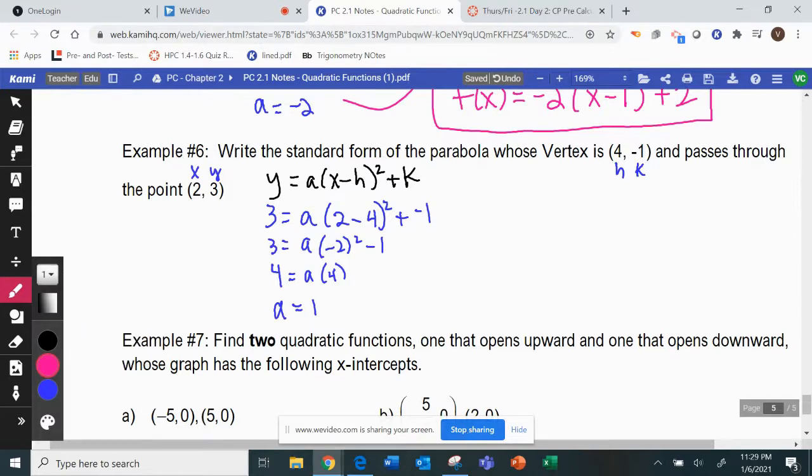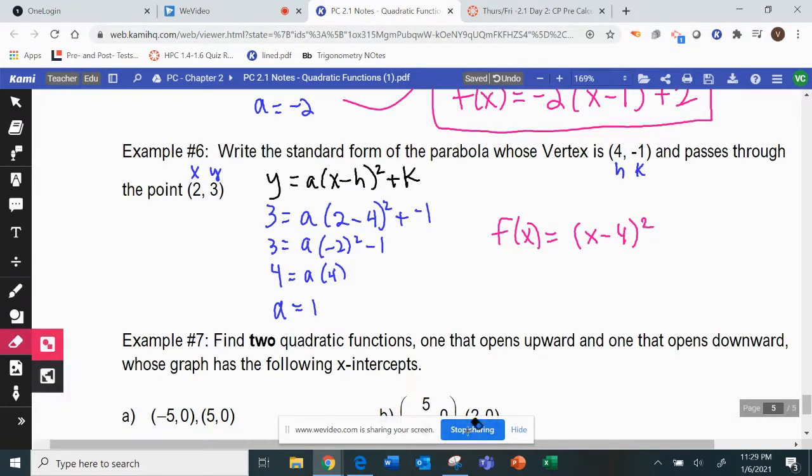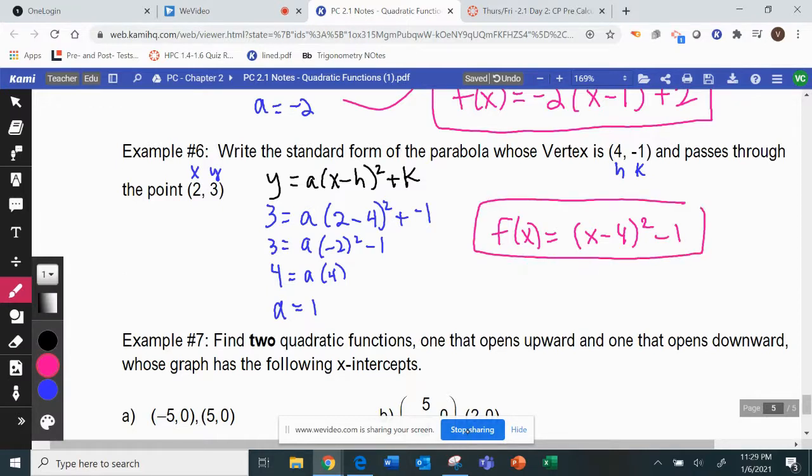So then we'll go ahead and write our vertex form. F of x equals, now since A is 1, I'm not going to write it. I'm just going to leave it empty because we should know that there is a 1 there. And then we put x minus H, which is 4, squared plus K, which is minus 1. And that's our vertex form.